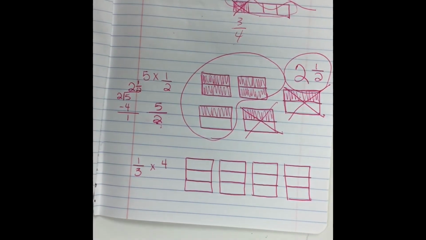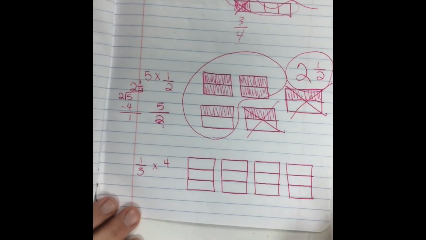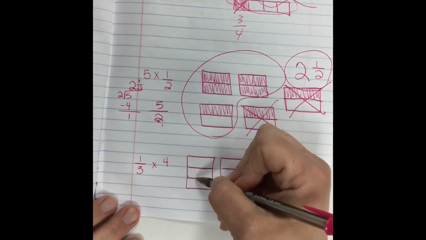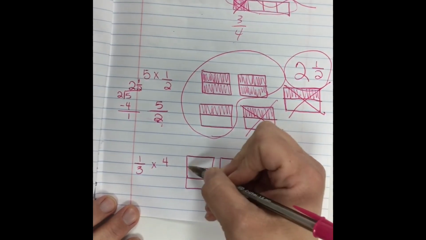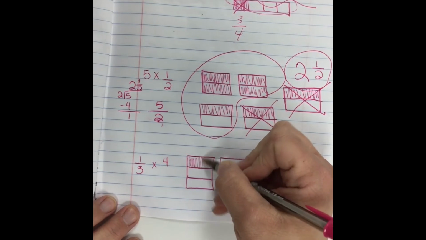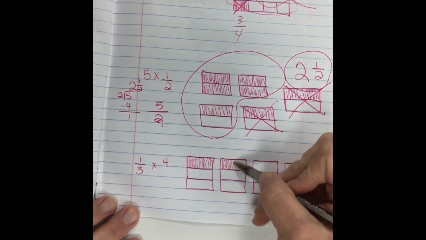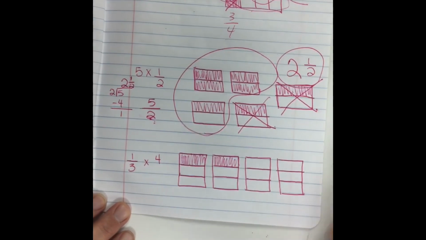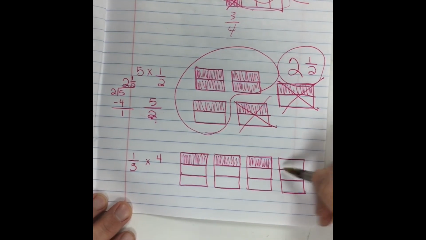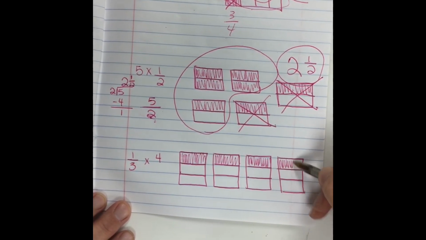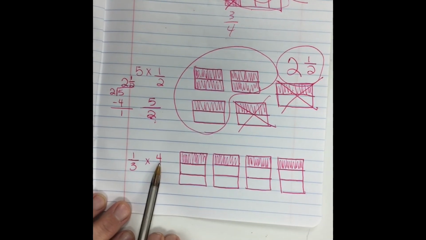3 and 1/3 times 4. 1/3 times 4. Okay? So that means I need 1/3 shaded on 4 different models. So this is 3 pieces, so I'm going to shade in 1 out of 3. I'm going to shade this one, 1 out of 3. One out of 3 and 1 out of 3. So I have 4 models because that's my whole number.